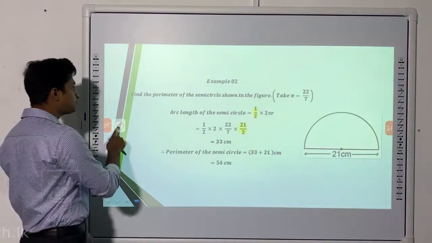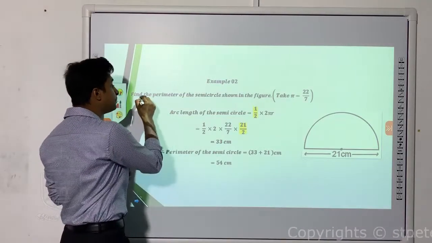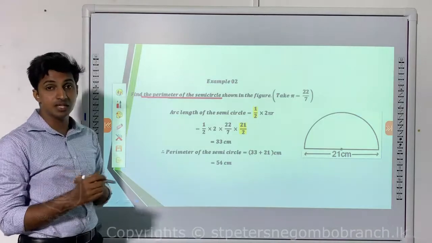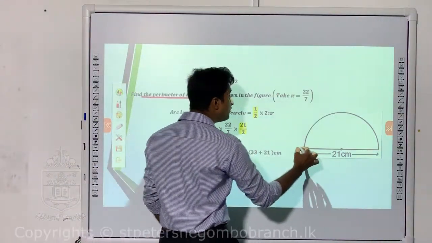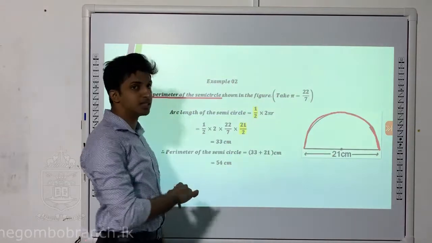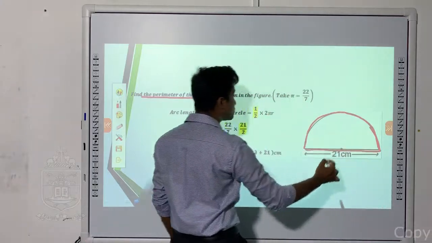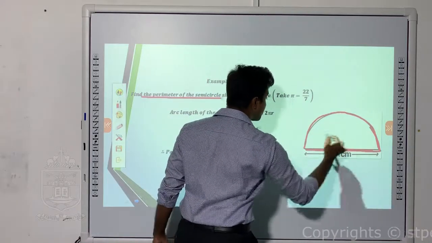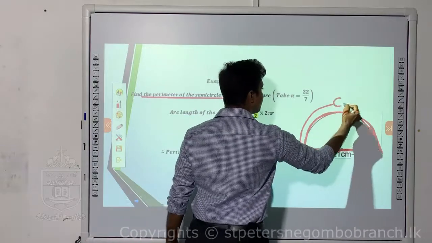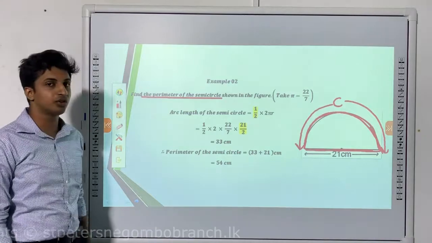Next. The second example here, they are asking us to find the perimeter of the semicircle. When you take the perimeter of the semicircle, you have an arc. This arc is exactly half of a circle. This is a separate straight line. So 2 pi r cannot be used for this straight line. 2 pi r is only used for this arc. If I mark it as C, 2 pi r is only used for this given arc.